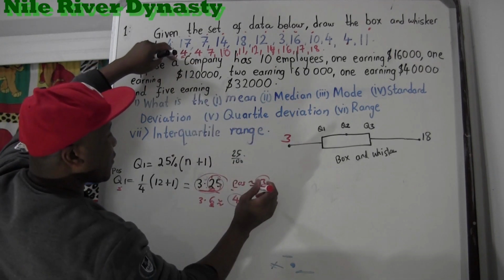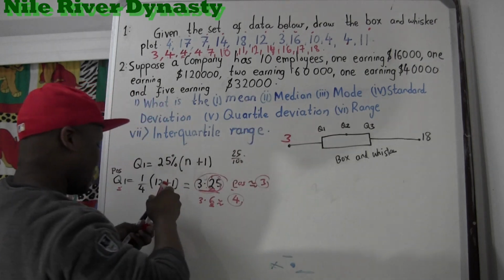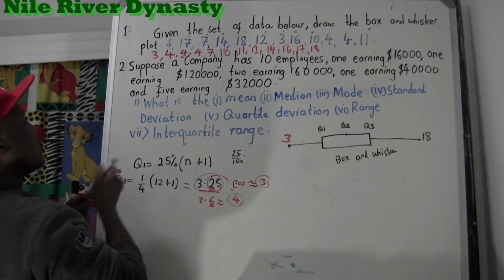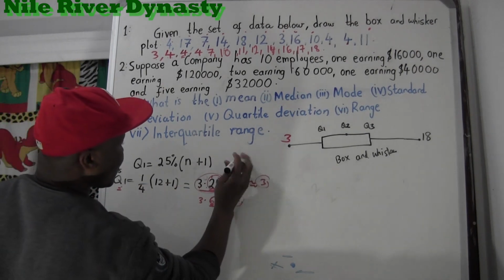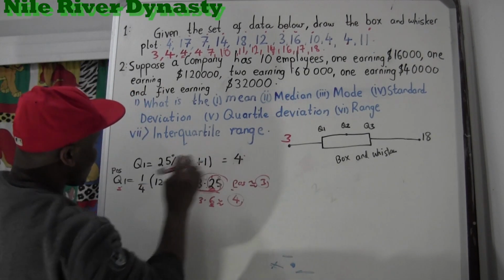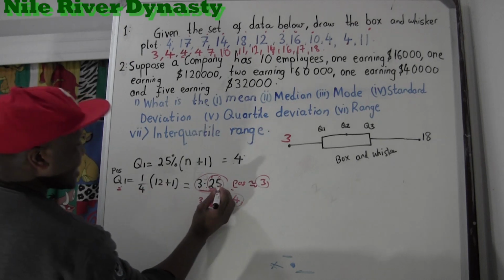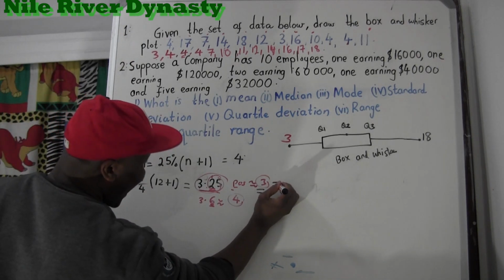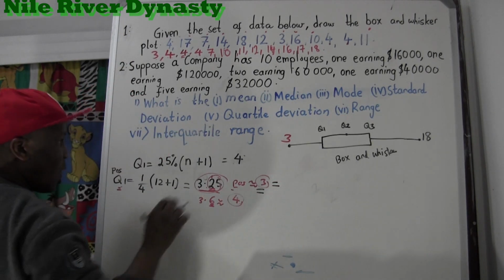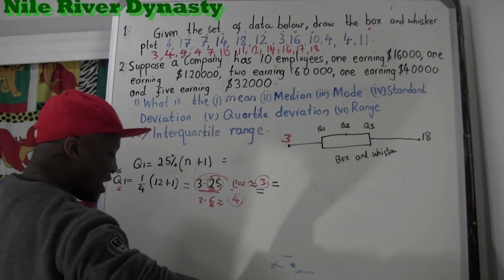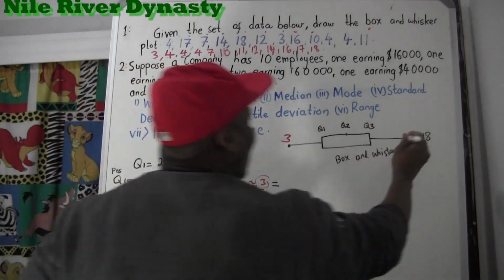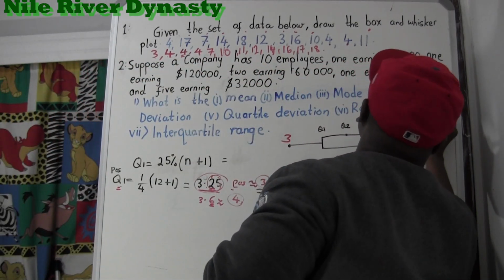So we say 1, 2, 3. Quartile 1 equals 4. So I don't need all this other stuff. The position of the quartile is this, but the value of quartile 1 equals 4. So I can write here, quartile 1 equals 4.